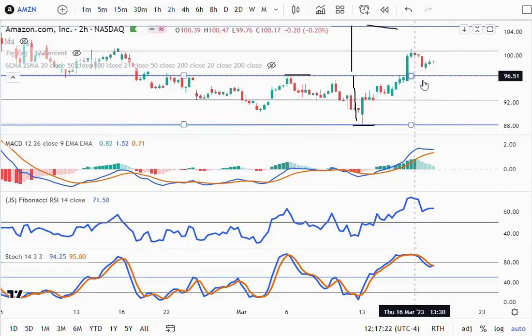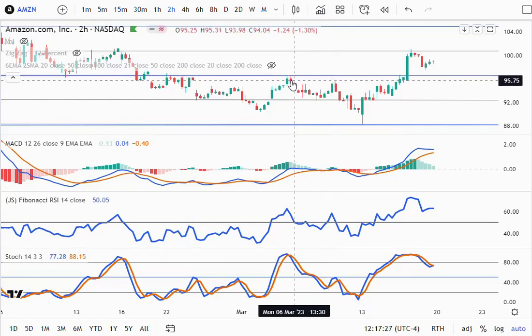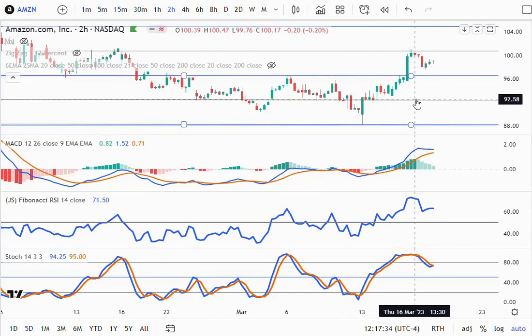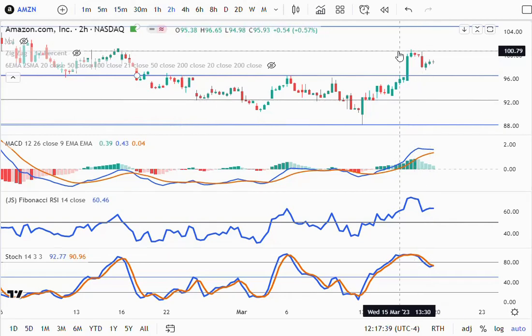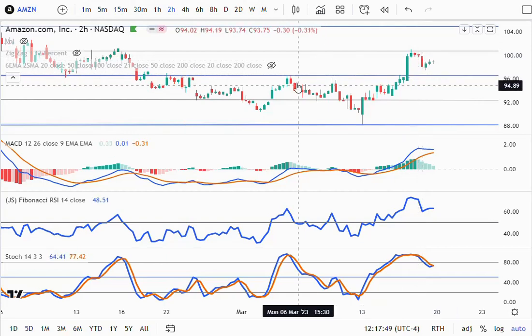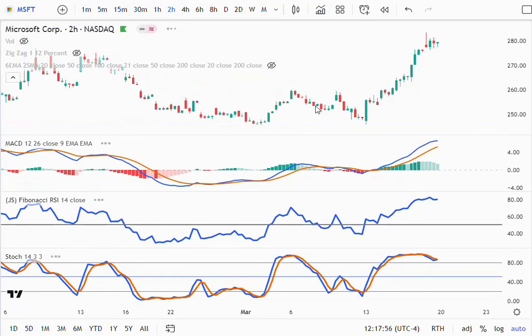And then this level would now act as a support, which is basically 97, because this was a previous resistance. It has taken out that resistance. So watch the 97, and below there, if it falls below this, then it would be this line right here, which is around 92.50. So the resistance is around 101. It needs to get through here, target 105. Support is around 96.50, which is basically the previous resistance zone. So that's Amazon. Let's look at Microsoft.